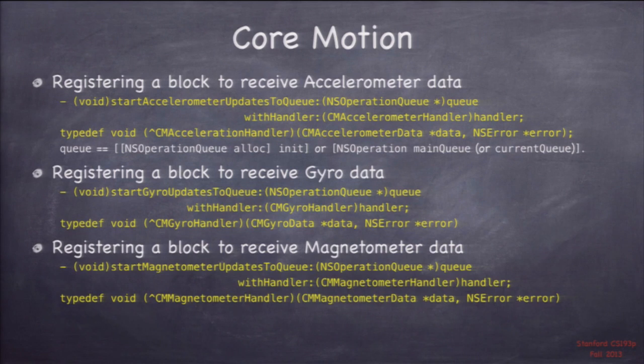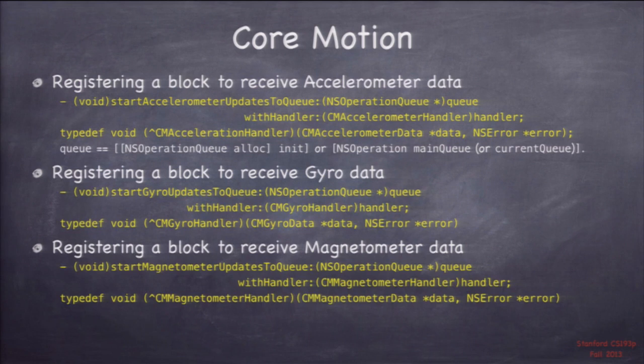And you can do that for accelerometer updates. You can do it for gyro updates. You can do it for device motion as well, okay? That roll, pitch, and yaw and all that, it'll tell you that. So it couldn't be simpler. You just call this method, start accelerometer or gyro updates to Q. You give it a Q.